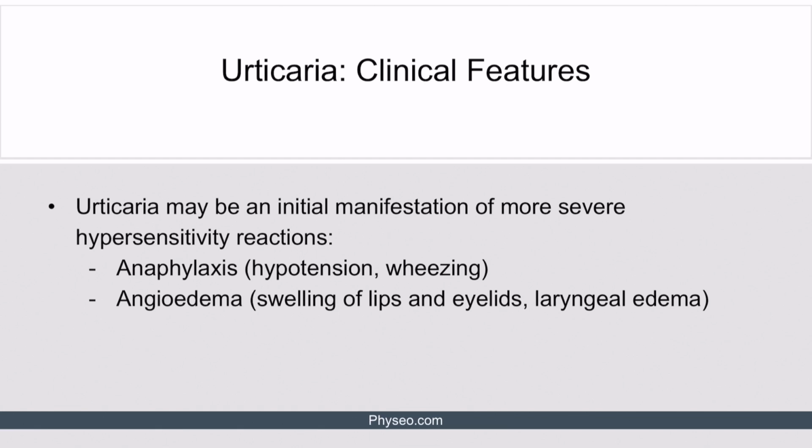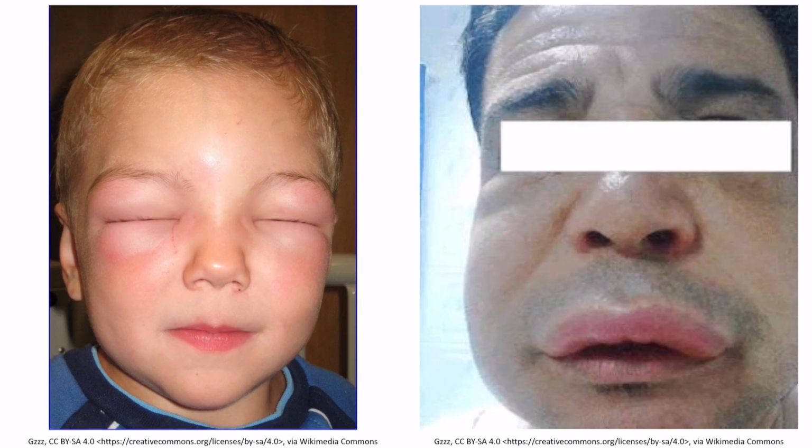Although urticaria in itself is a benign self-limited skin reaction, it may be an initial manifestation of more severe and life-threatening hypersensitivity reactions, such as anaphylaxis and angioedema. Hence, it's vital to evaluate the patient for signs such as hypotension and wheezing, which indicate anaphylaxis, and swelling of lips, eyelids, and laryngeal edema, which indicate angioedema. Here's an image showing patients with angioedema. Note the marked swelling around the eyelids and swelling of the upper lip.